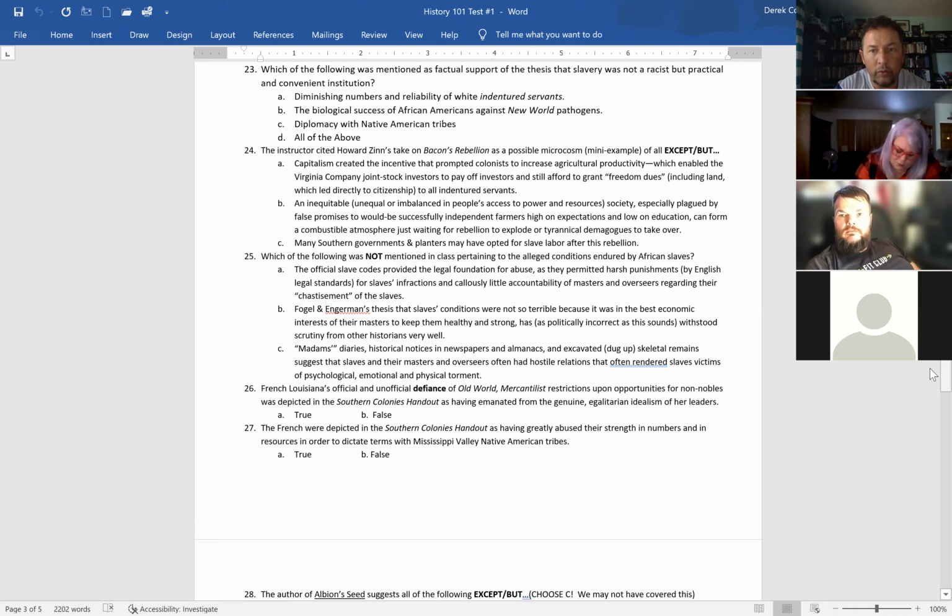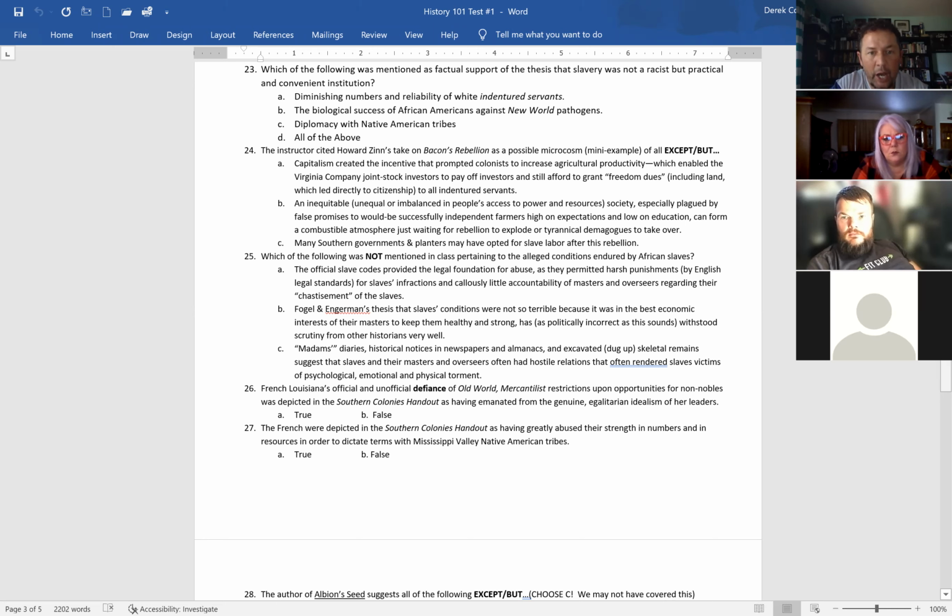And then B, an inequitable society, especially plagued by false promises to would-be successfully independent farmers, high on expectations and low on education, can form a combustible atmosphere just waiting for rebellion to explode or tyrannical demagogues to take over. That's precisely his point in Howard Zinn's book, and the point that I tried to convey. C, many Southern governments and planters may have opted for slave labor after this rebellion. Absolutely. We have that from the House of Burgesses of Virginia, making the point that white indentured servants were too entitled. They wanted too much. And hence, with those high expectations, they would be a source of possible rebellion or friction for the colony and for the authorities. So again, that one and the following one, you're looking for, ironically, the wrong answer.